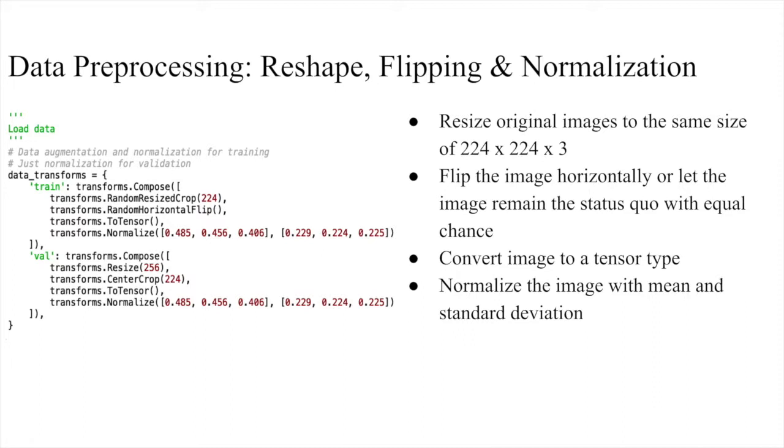Afterwards, we reshape our data into the same size of 224 by 224 by 3, so that all of the original images now have the same size. Then we flip the image horizontally, or simply let the image remain as is, with equal probability. To do that, we call the RandomHorizontalFlip function within the transforms package. Afterwards, we convert the incumbent image data into tensor type. And then finally, we normalize all of our images with the corresponding mean and standard deviation using the transforms.Normalize function for all of these RGB channels. That's why on the left-hand side, we have two 3x1 vectors.